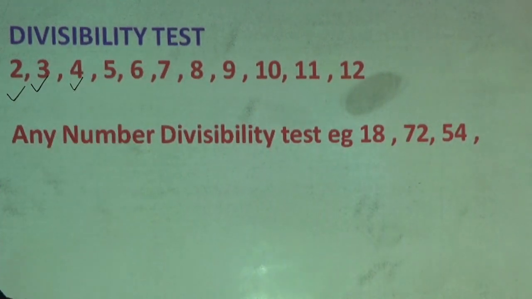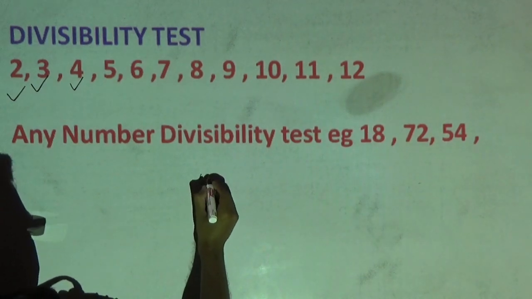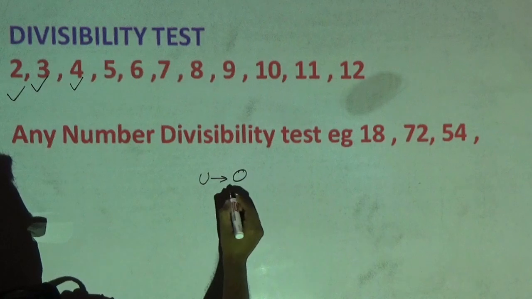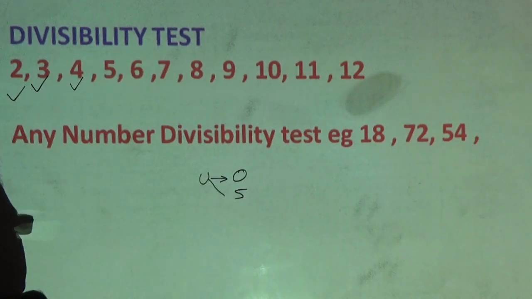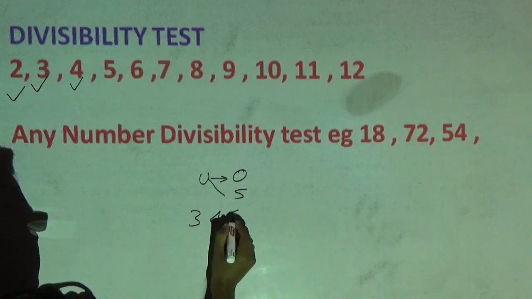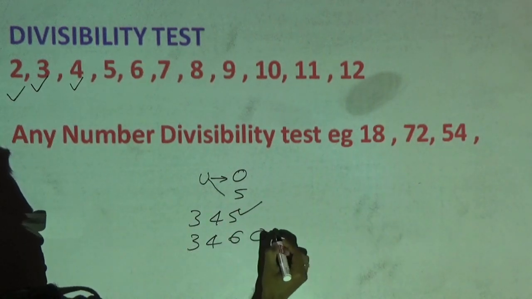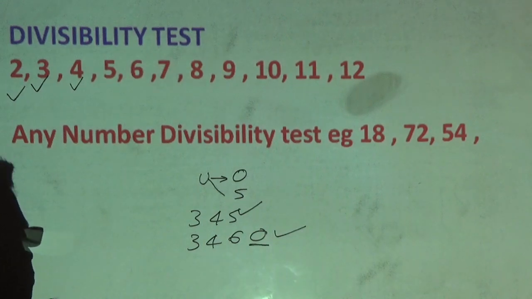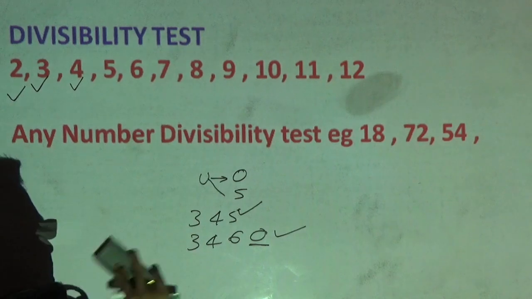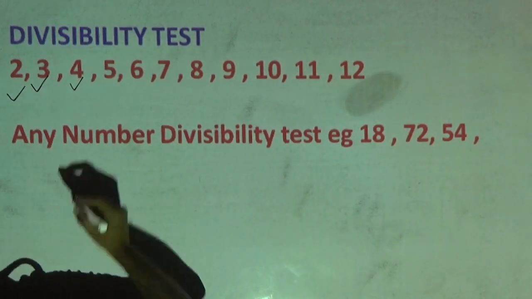Now, I will go for divisibility by 5. For divisibility by 5, the units place number should be either 0 or 5. Example, 345. This is divisible by 5. 53460. This is also divisible by 5. So I told you, if the units place has either 0 or 5, then the entire number is divisible by 5.